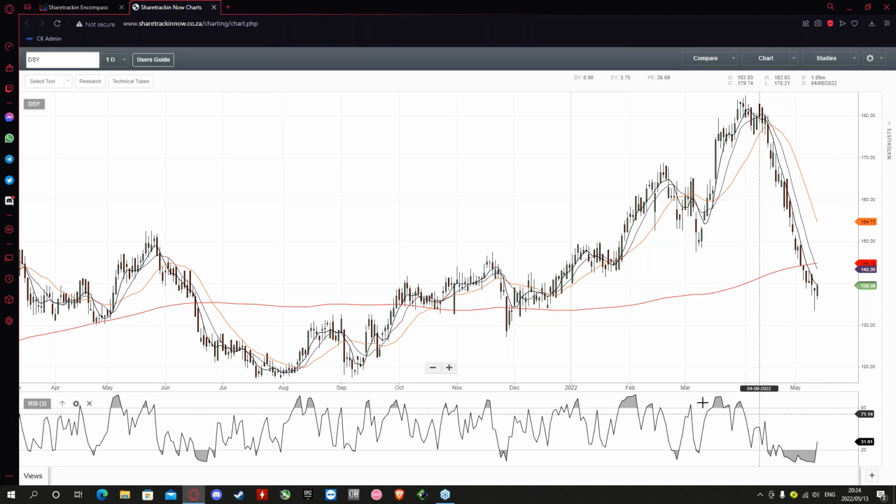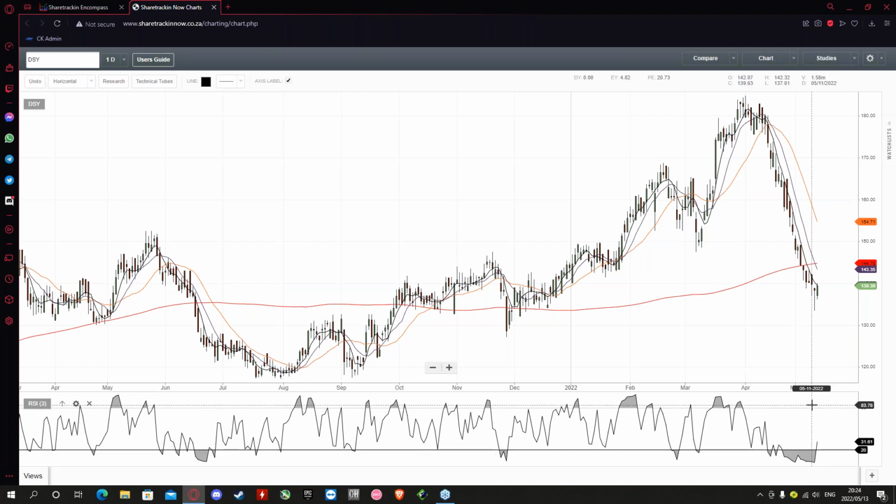Now how do we know that? First of all, it's got 2 lines. It's got a 20% line and it's got an 80% line. Anything below your 20% line is a buying indication. Anything above your 80% line would be a selling indication. So over here, that's your oversold position.